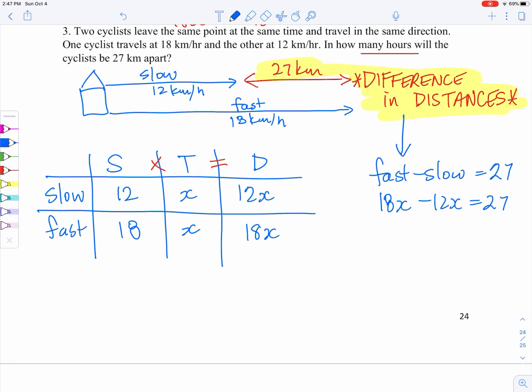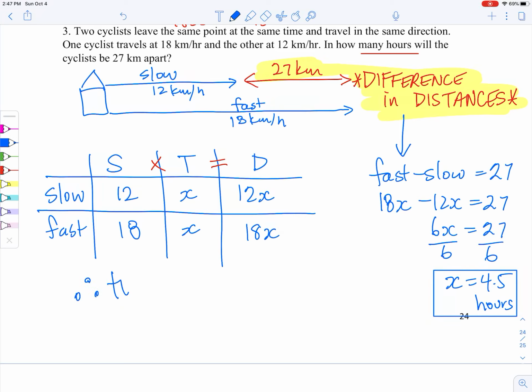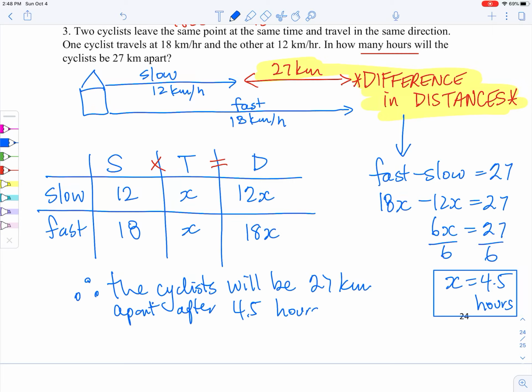That gives me 6. So 6x equals 27. And if I divide both sides by 6, I get 4.5. And the units for time, because x was time, is going to be hours. So therefore, the cyclists will be 27 kilometers apart after 4.5 hours.